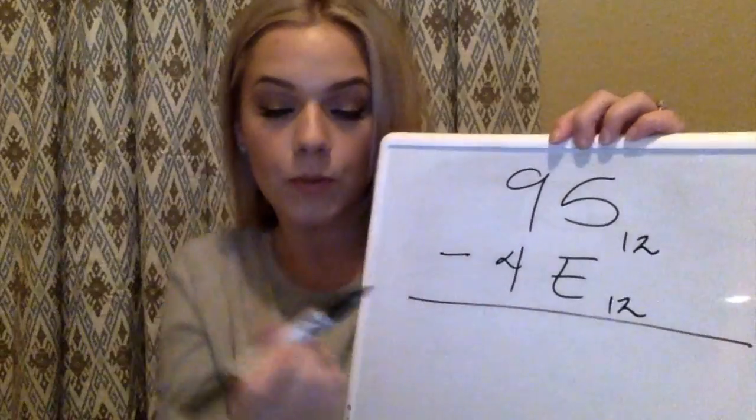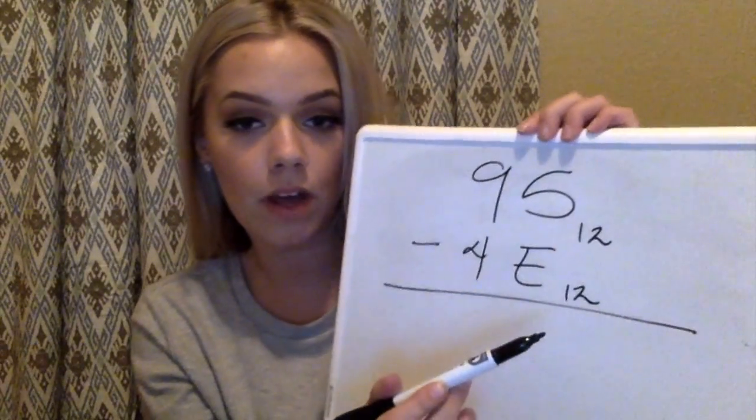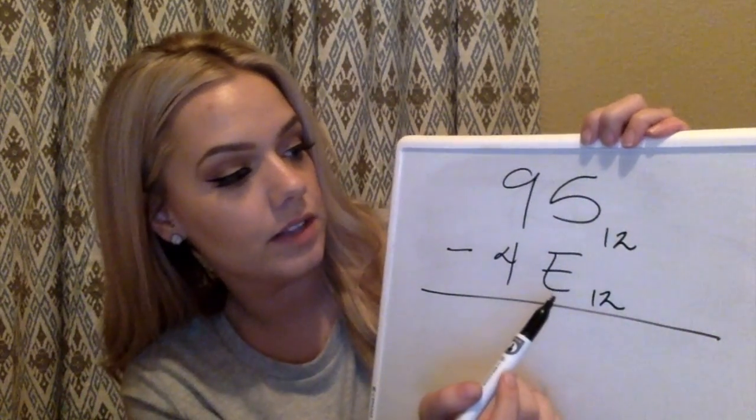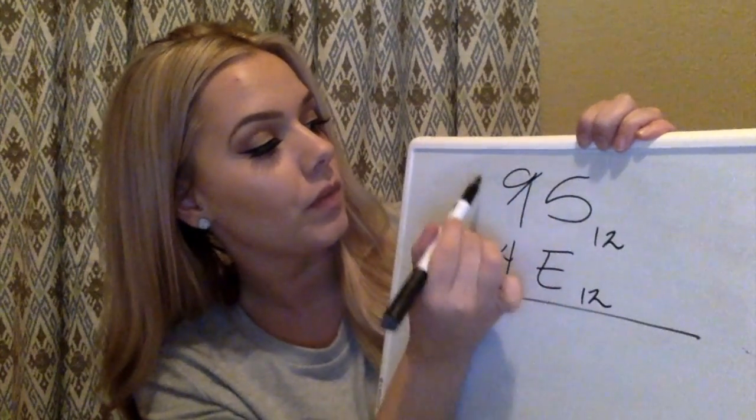Our last example in subtraction is called trade first. We have 9, 5 base 12 minus 4E base 12. We're going to start on the right side. E represents the number 14. We can't minus 5 from 14, so we're going to need to regroup. This becomes 8. Cross that out since we're in base 12.